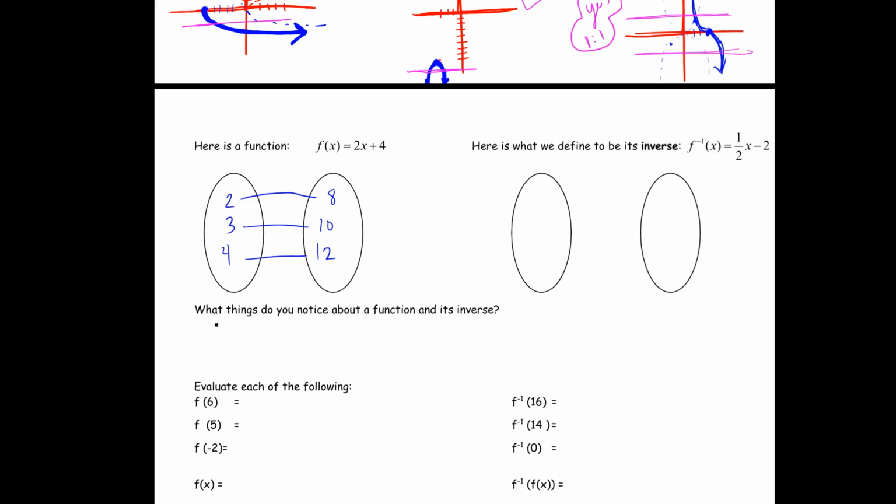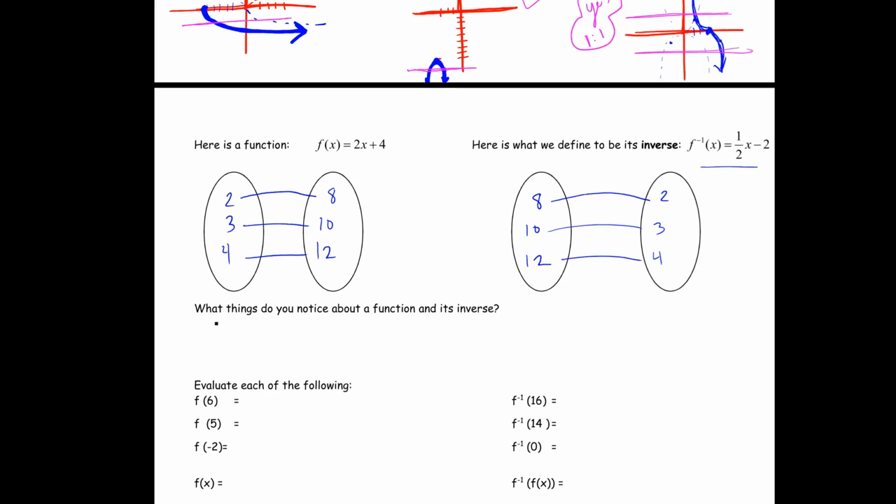The inverse, again, brings back the x value. So if I start with 8, 10, and 12, and I think about what the video said, what should 8 be mapped to? 2. Now I can check it because I gave you the exact inverse function. Half of 8 would give me 4. 4 minus 2 would give me 2. So yep, it maps it back. 10 should be mapped to what? 3, and 12 should be mapped to 4.